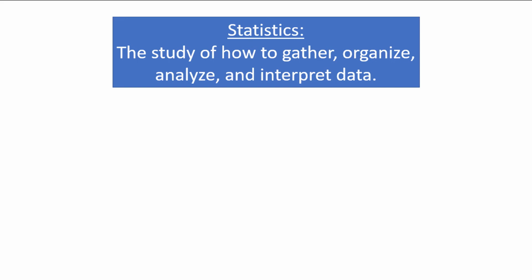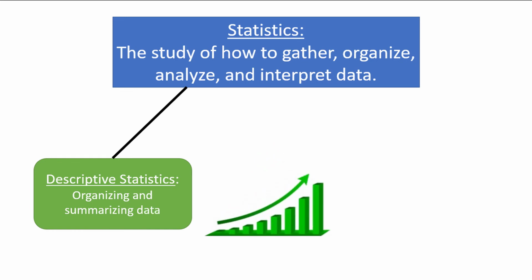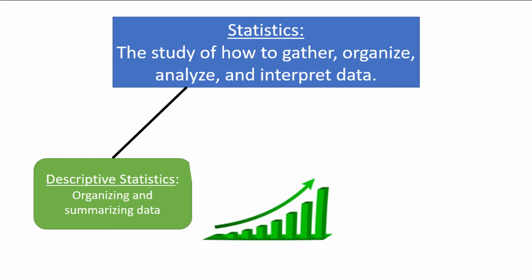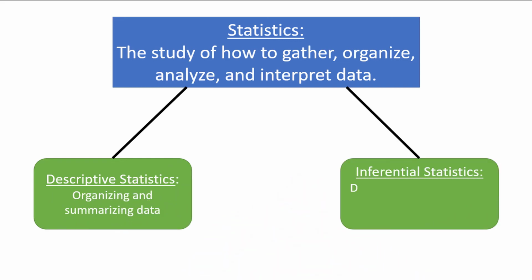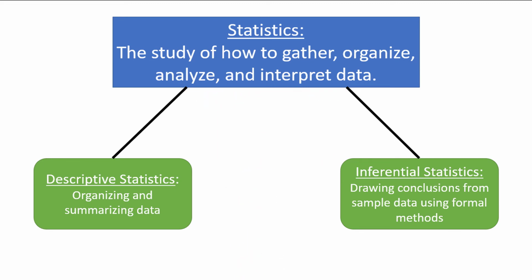broad categories. First, we have descriptive statistics, which deals with organizing and summarizing data. This includes things like charts and graphs that help us understand and communicate data, as well as calculating things like averages or variances. The second category is inferential statistics, which is all about drawing conclusions from sample data using statistical wizardry, also known as probability theory. Inferential statistics includes things like confidence intervals and hypothesis testing.